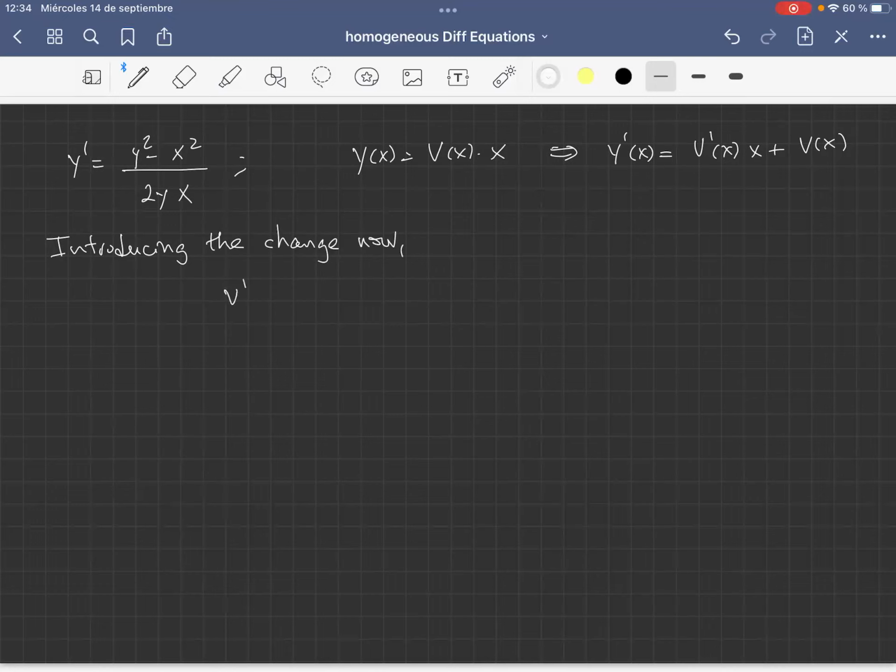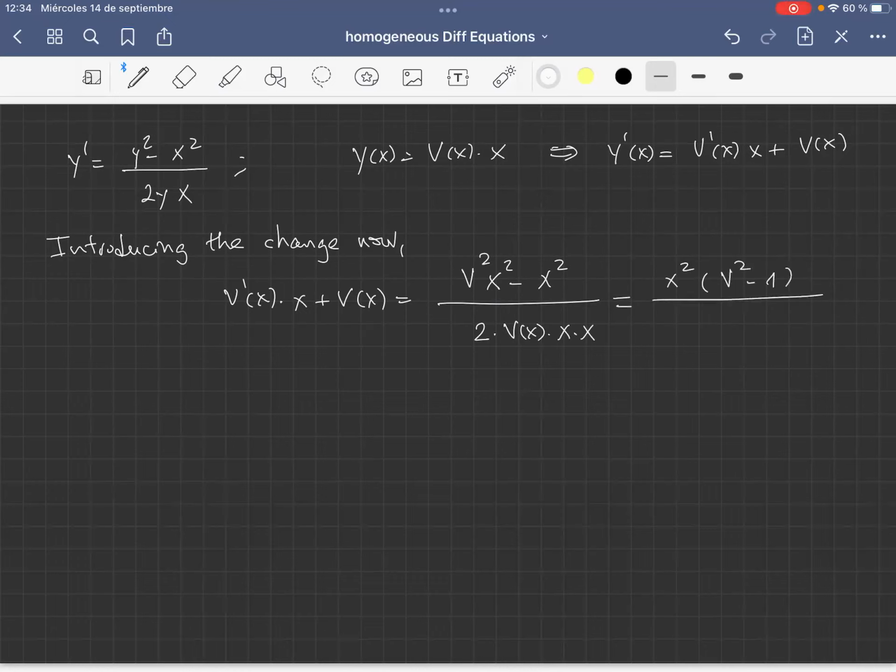What do we do? We have on this side the v, and on this side we have the y, but y is now v squared x squared minus x squared divided by 2 times vx. Now realize here that you have a common factor of an x squared, so you cancel it, and the x go away. And what does this mean?